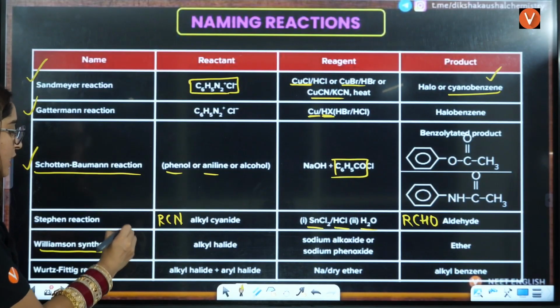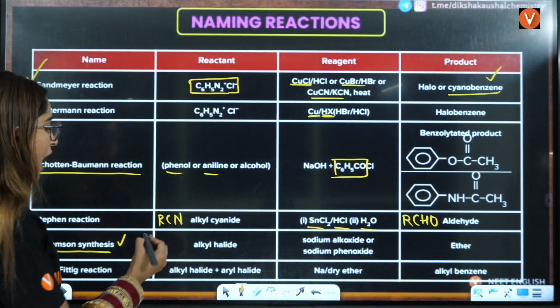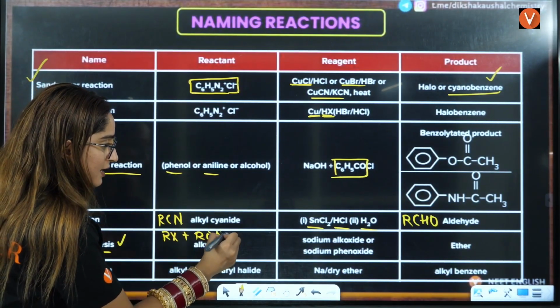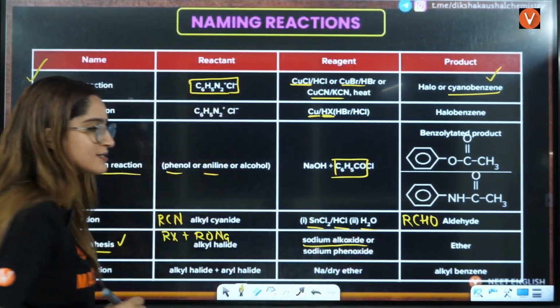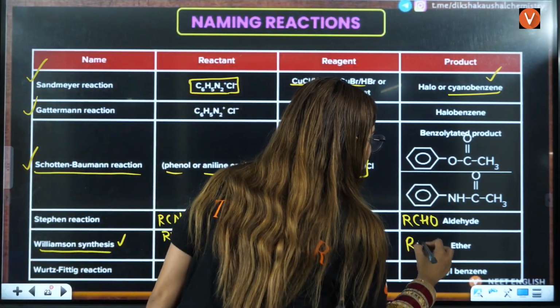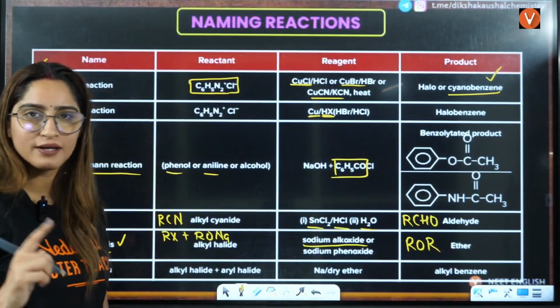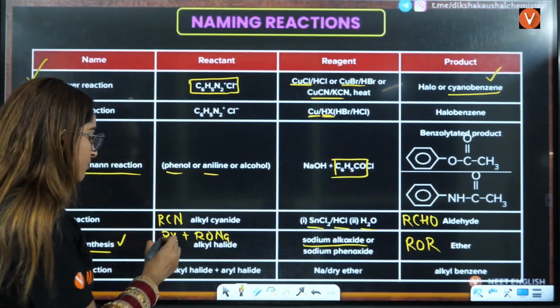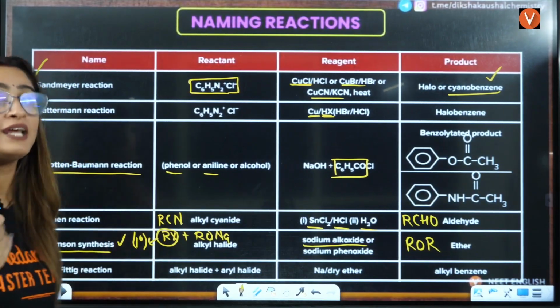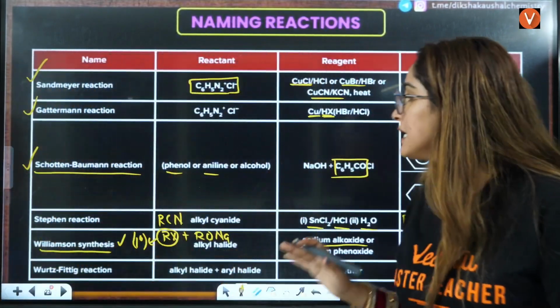So then there is Williamson synthesis reaction where you have RX, right? And you add RONa, that is alkoxide, right? That is added, phenoxide or alkoxide is added. And you have the formation of ether, that is ROR is formed here. But here the important part is this alkyl halide should be primary in nature. Only then this reaction is possible here, right?